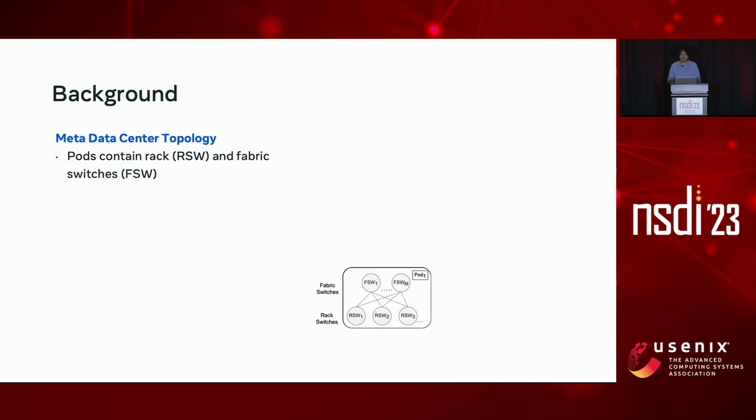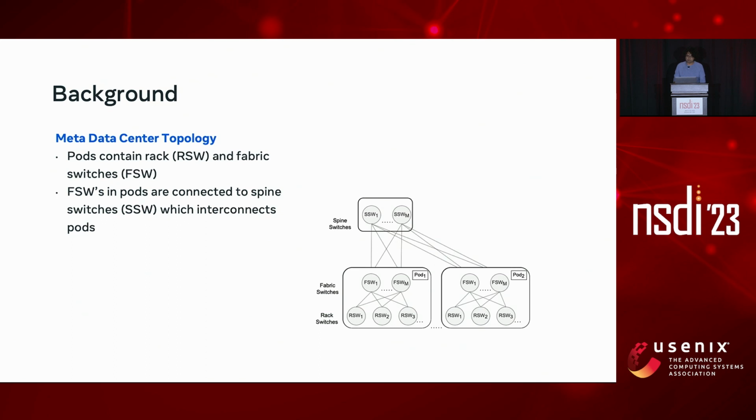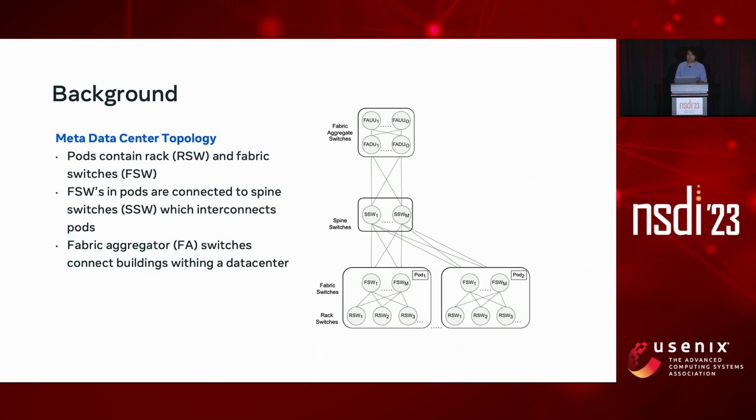Before I get into the challenges in more detail, let's quickly go through the background of Meta data centers in general. Typically, a topology in Meta consists of pods, which consist of rack switches represented by RSWs, and fabric switches represented by FSWs. Within a data center building, there could be many pods, and switches within pods could communicate with switches in other pods using the spine switches. Finally, a data center could have multiple buildings, and switches from one building could communicate with switches from the other building using the fabric aggregator switches. Over here, we see FAUU, which stands for the upstream switch, and FADU, which stands for the downstream switch.